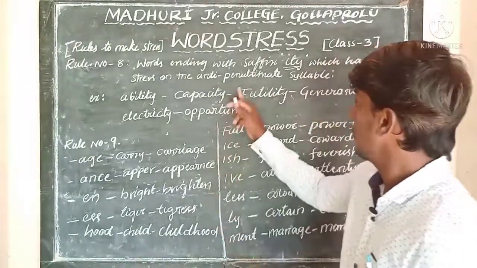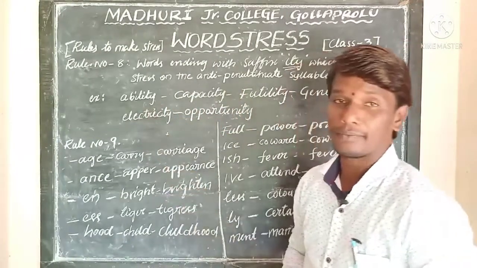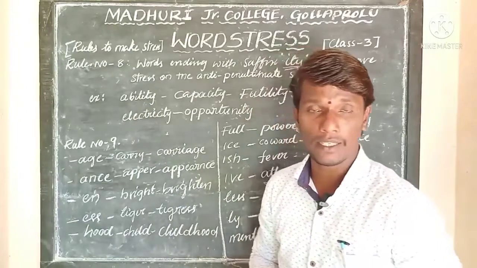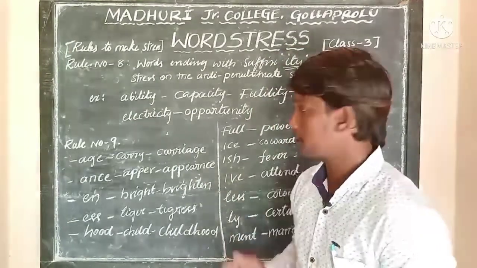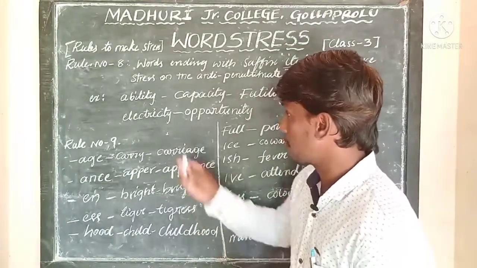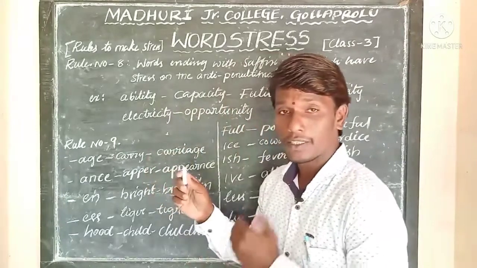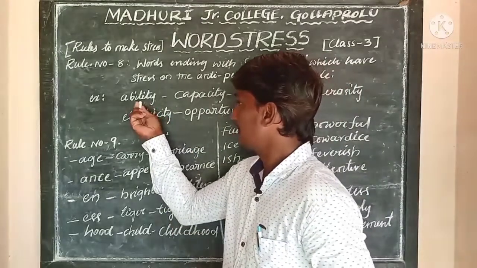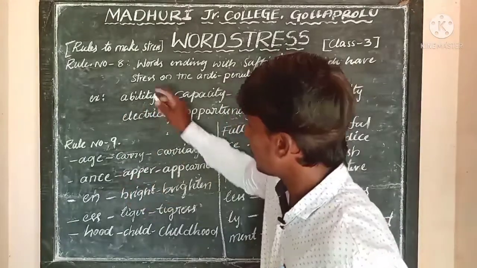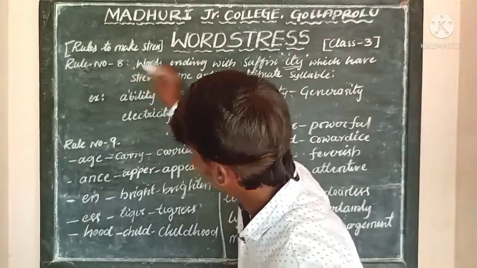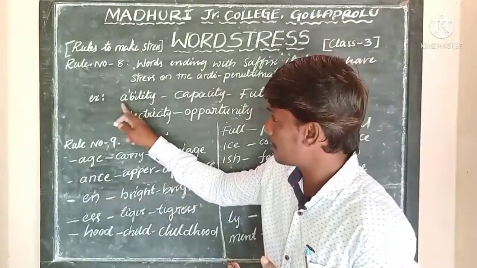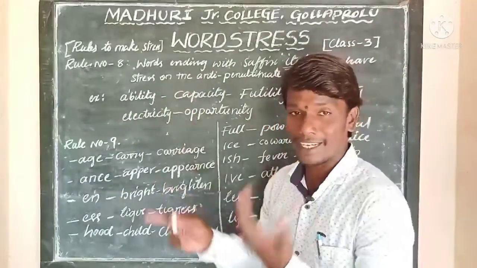Now see here, ability. How many syllables are there? There are 4 syllables, so it is a tetrasyllabic word. Now let us count the syllables from the last syllable onwards. ty, li, bi. So the stress is on bi. Actually, from the first it is the second syllable.